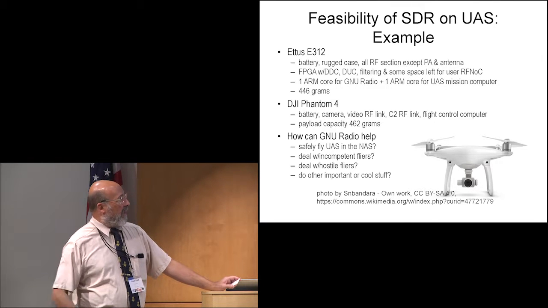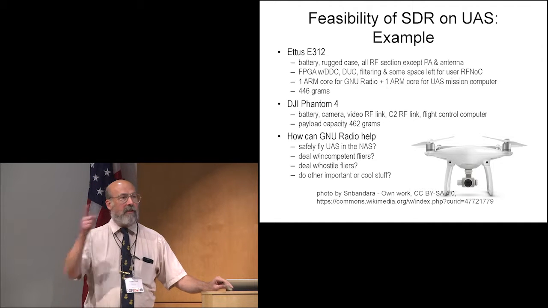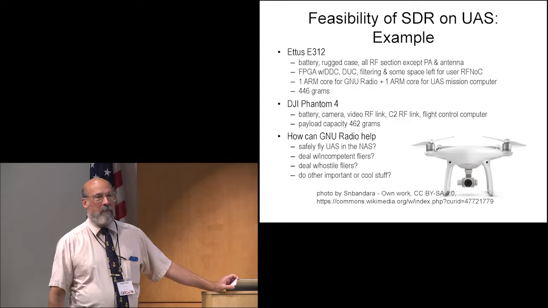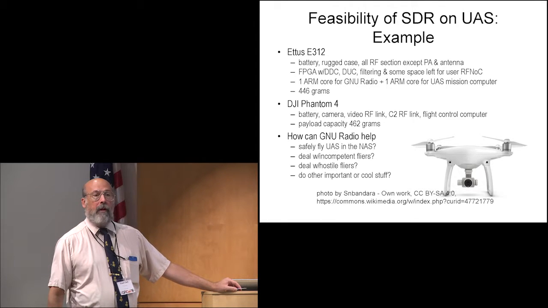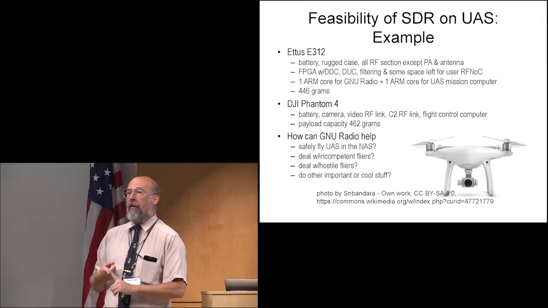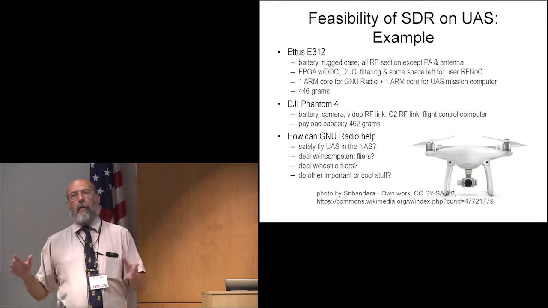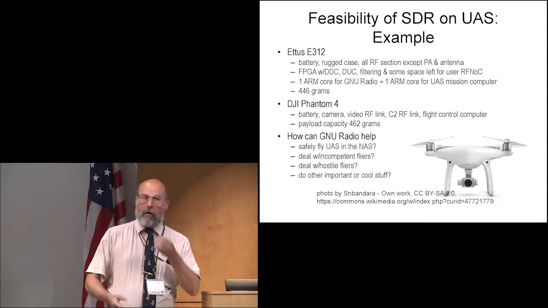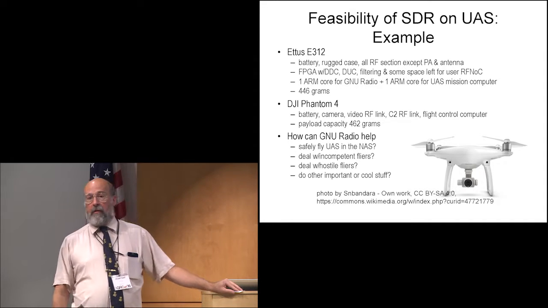So the question that I wish to pose, and I hope some of the shills that I planted in the crowd will speak up, because I know there are some people in the room who are doing work in the area: how can GNU Radio help with at least four major issues? How can we safely fly unmanned aerial systems in the National Airspace System? And again, the National Airspace System is that which is controlled by the FAA, like the FCC controls our spectral system. How do we deal with incompetent flyers, right?